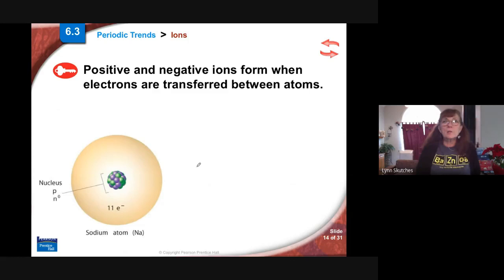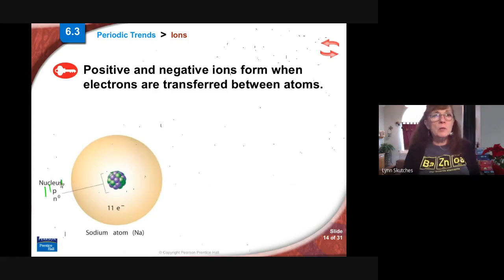Positive and negative ions are going to form when electrons get transferred. Now, the electrons that leave metals, remember metals are losers, they don't just vanish. They have to go somewhere. They're matter. You can't destroy it. So here's sodium. Remember, sodium has 11 protons. Doesn't matter how many neutrons, it really doesn't, but it also has 11 electrons. So a sodium atom has no charge.